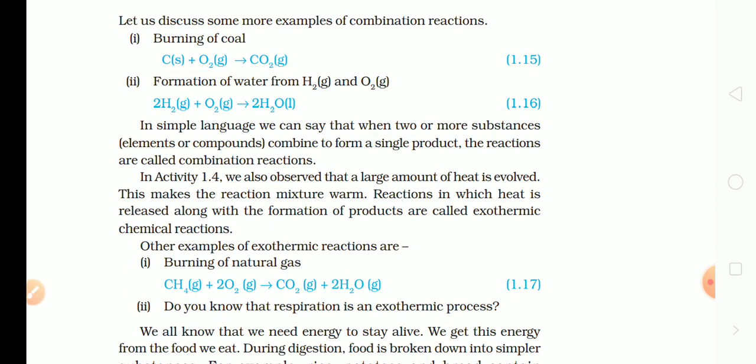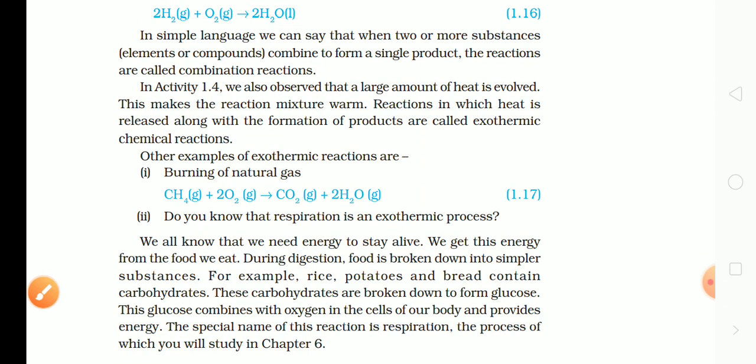Yes, I have told you that during that particular activity, we could find out that there is an evolution of temperature when calcium oxide is mixed with water, and such things are called exothermic reactions. And you can see more examples of exothermic reactions. Yeah, it is the burning of natural gas.